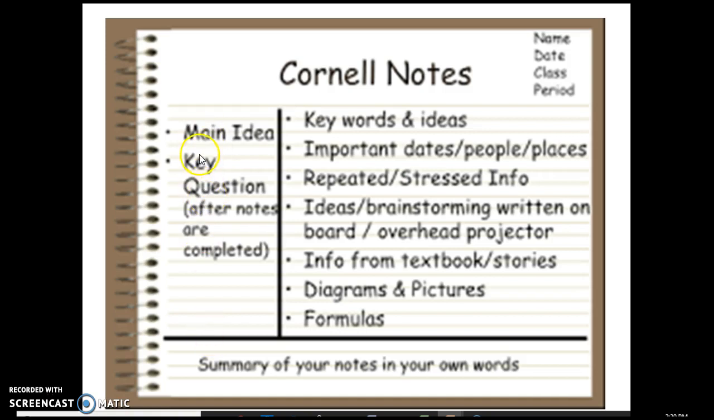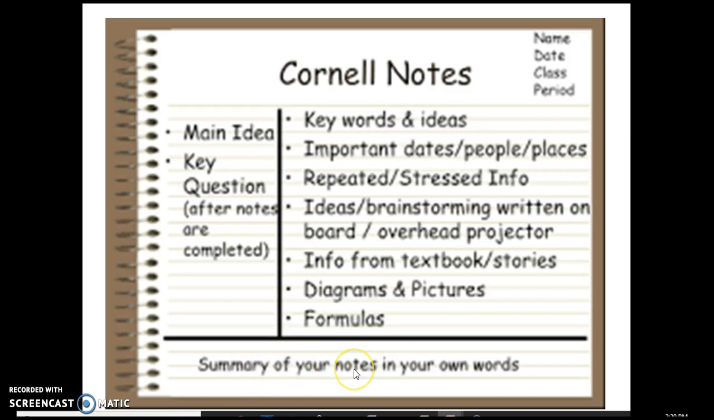The idea here is that you have very few things written over here, that this area is not full, so that you can take a quick glance over here to know what your notes are talking about. Once you're finished with all of that, you write a summary of your notes. This is going to be your exit ticket.